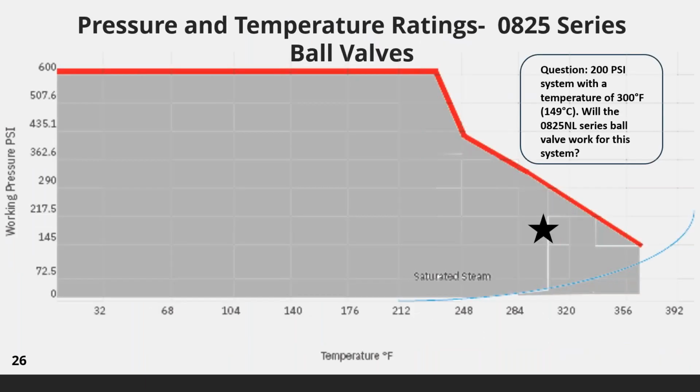Based on the system's maximum operating pressure at 200 psi non-shock and a maximum operating temperature of 300 degrees Fahrenheit, 149 degrees Celsius, the 0825 series ball valve falls within the allowable range and is suitable for this specific system. Altogether, the class 300 fitting will be needed for the system, and the 0825 series ball valve will be a perfect fit.